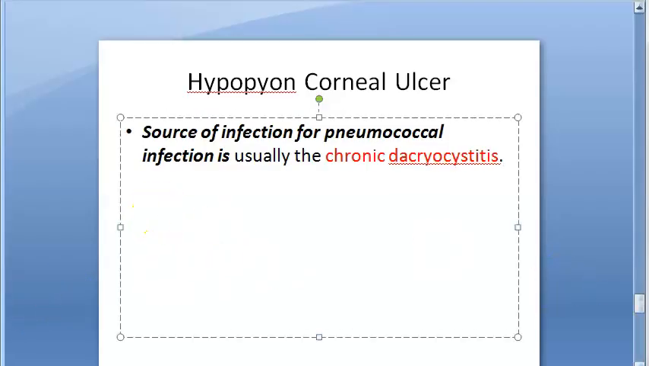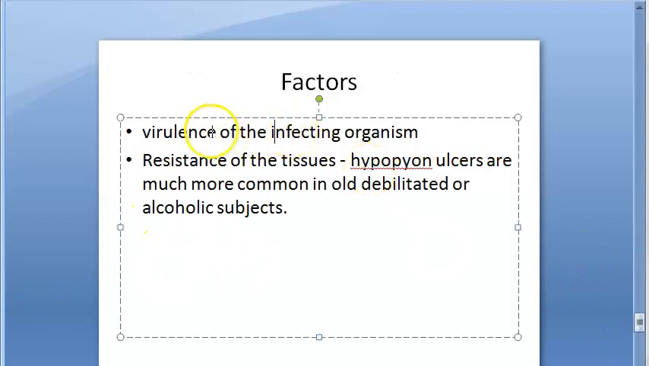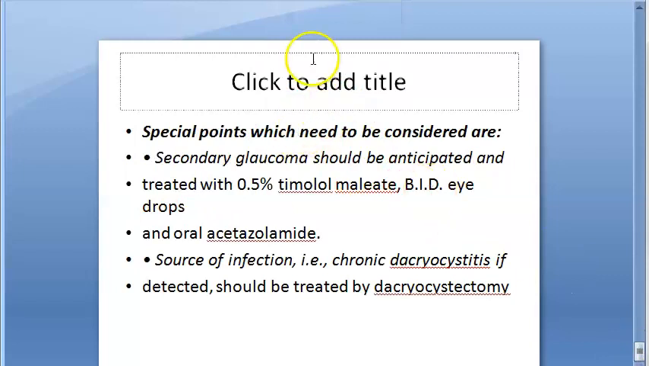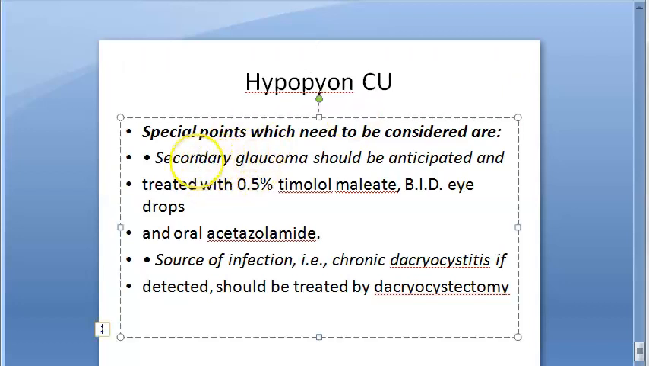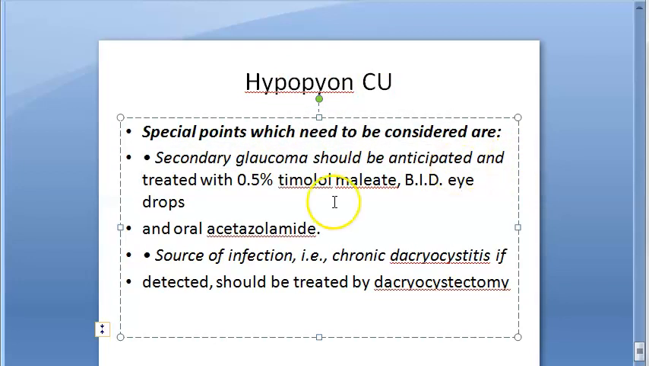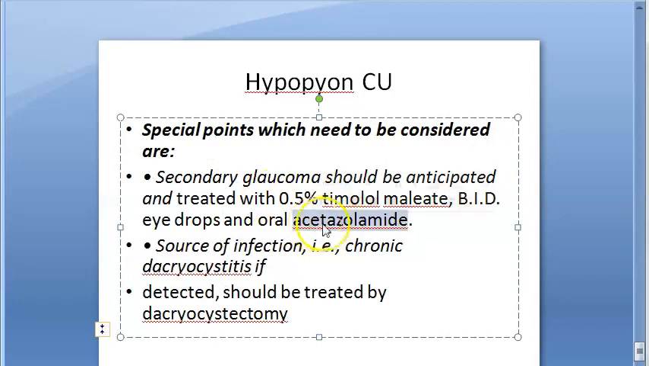Going back here, so you know the source of infection. Here, what are the factors? The virulence of the infecting organism and the resistance of the tissues. These are the risk factors. Usually in old people and alcoholic subjects, you could see it. In chronic conditions, it will end up affecting. Special points that you consider in Hypopyon corneal ulcer: secondary glaucoma, obviously, for all Hypopyon corneal ulcers, right? And you will treat it with acetazolamide or timolol maleate. Source of infection, if it is chronic dacryocystitis, you should treat with dacryocystectomy.